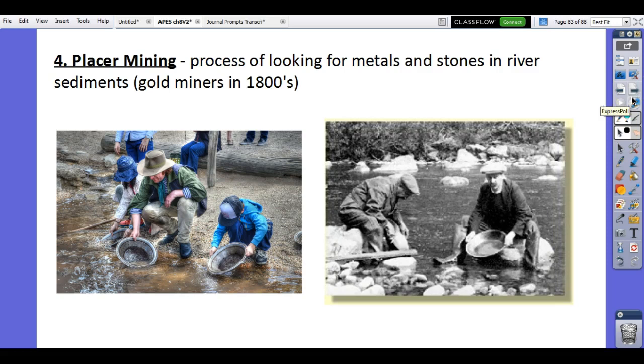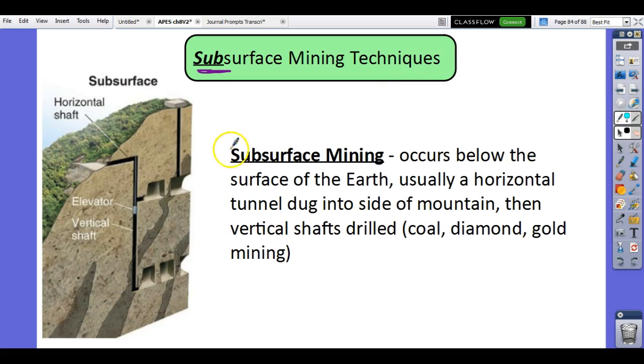or you guys have heard of coal mines, right, where they're deep inside of a mountain. You could dig a tunnel, right? So this is subsurface mining. So it's below the surface of the earth. If you know that, you don't have to write that part down. Usually they dig a horizontal tunnel, so a sideways tunnel into the mountain. And then they drill a big, long tunnel down. A lot of times we see this for coal or diamond or gold mining.